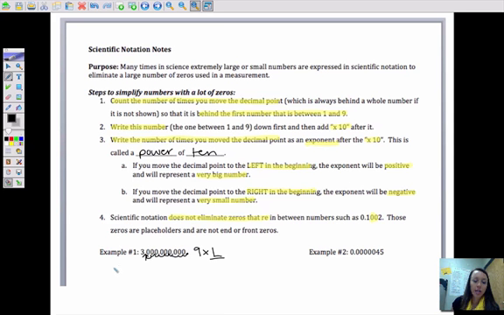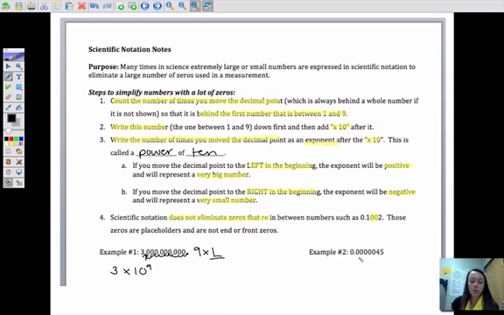So using my second step, I'm going to write that number, which is 3, and add times 10. My third step was write the number of times you move the decimal point as an exponent. Now because I moved it to the left, it's going to be positive. Because I moved it 9 times, it'll be positive 9. So I just simplified 3 billion into 3 times 10 to the 9th power.